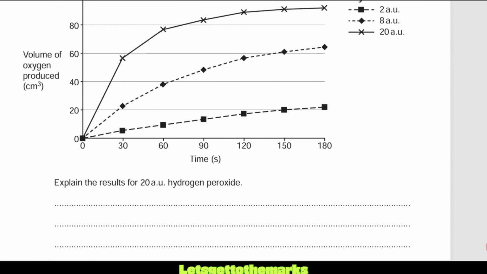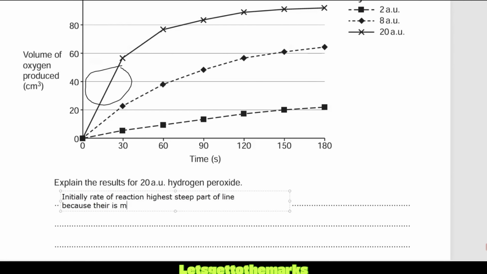So the way I would do this, you want to explain the results. So check out the different points. It's at its steepest here. Why are the results at their steepest there? So I'm going to say initially rate of reaction highest, steep part of line. Okay, the initial rate of reaction is the highest. And why is that? That's because there is more substrate available for collisions with active site of catalase or enzyme.